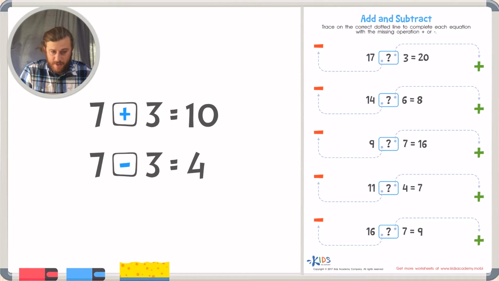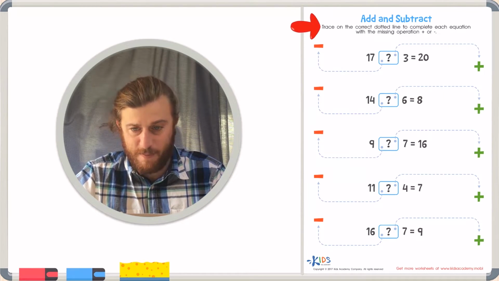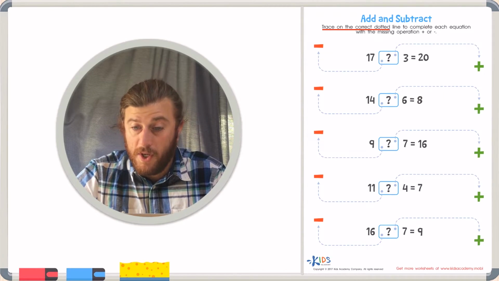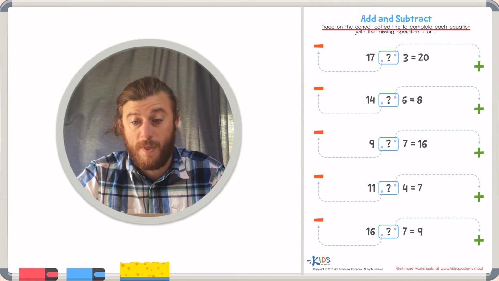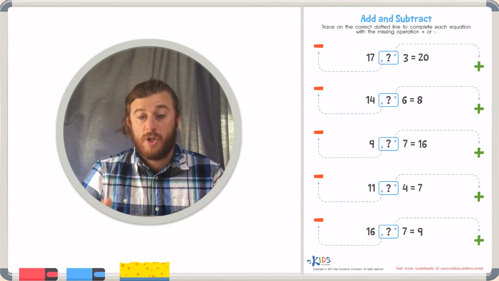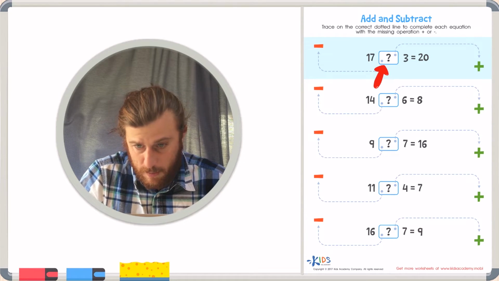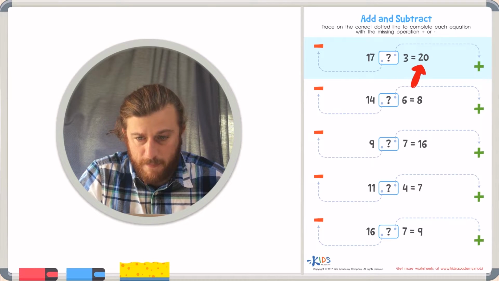Let's take a look at our examples in our worksheet. The directions say, for add and subtract, trace the correct dotted line to complete each equation with the missing operation, addition or subtraction. So in our first problem, we have 17 plus or minus 3 equals 20.